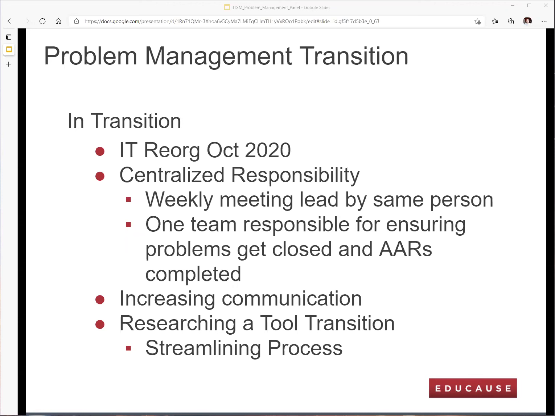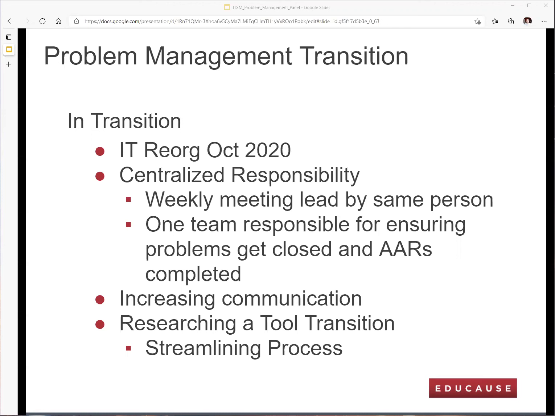We are responsible for making sure that the ARs are completed. They're responsible for making sure that all of the problems move through the process. And it also gives people one stop to ask questions. Before, when each director was kind of doing it, it depended on who you talked to on what was actually needed. And so we've been able to centralize those responsibilities and make sure that we're giving consistent answers.